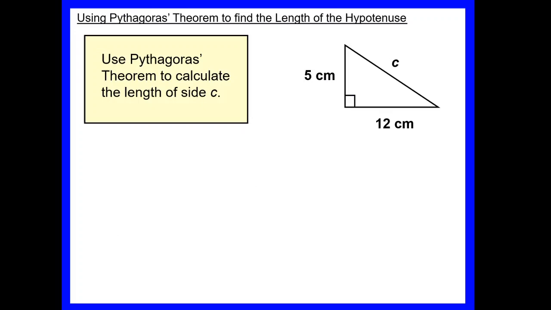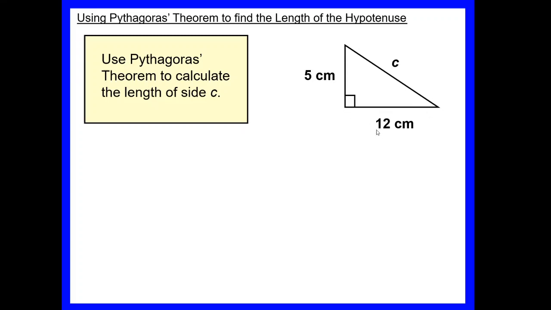Okay, we're going to start today by having a look at finding the length of the hypotenuse. So we've got our triangle here. They've told us the shortest side is 5 centimetres, the next one is 12, and I can see that we need to find C. So C is always our hypotenuse, A and B the smaller sides.